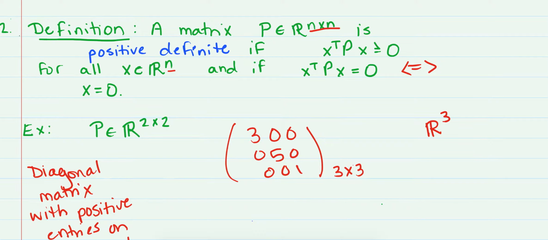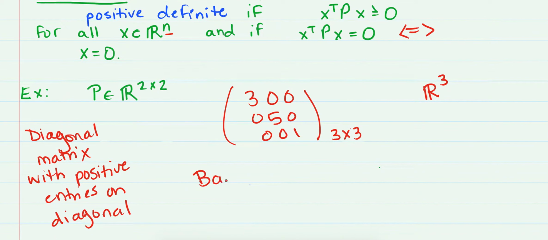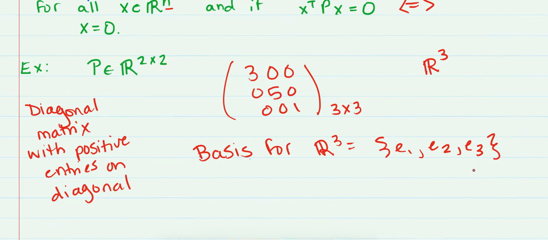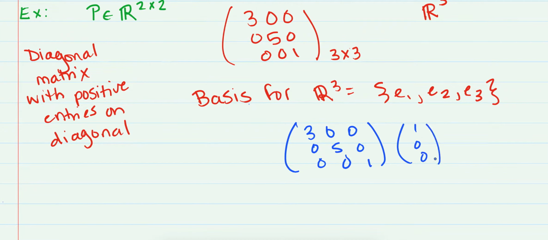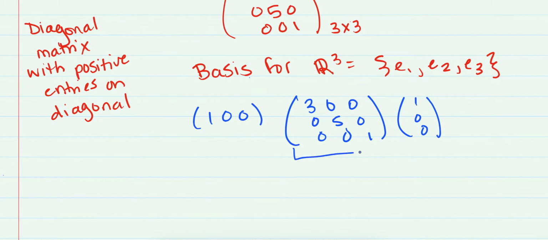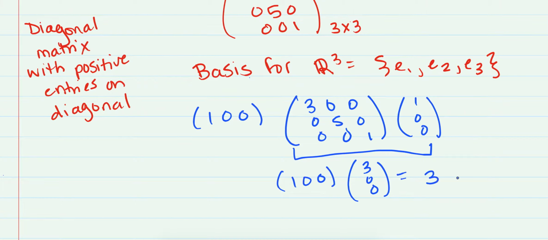So let's do that. A basis for R3 is E1, E2, E3. So let's check it on this basis. If I take 3, 0, 0, 0, 5, 0, 0, 0, 1 and multiply it by 1, 0, 0 in the back and then 1, 0, 0 transpose in the front, what do I get? Well, I'm going to multiply these first. You see that you get 3, 0, 0. And then multiply these two together, you just get 3.